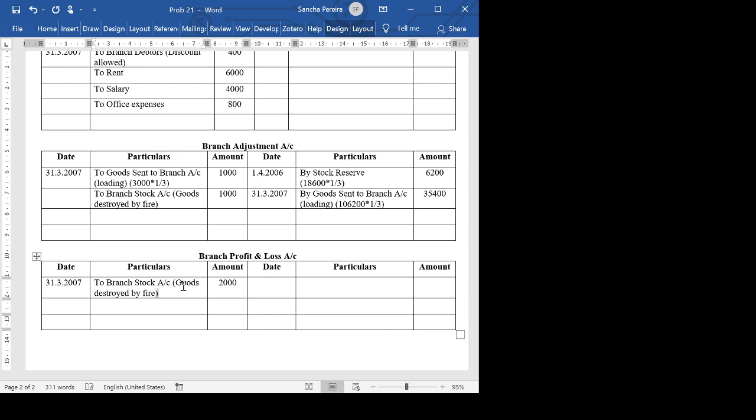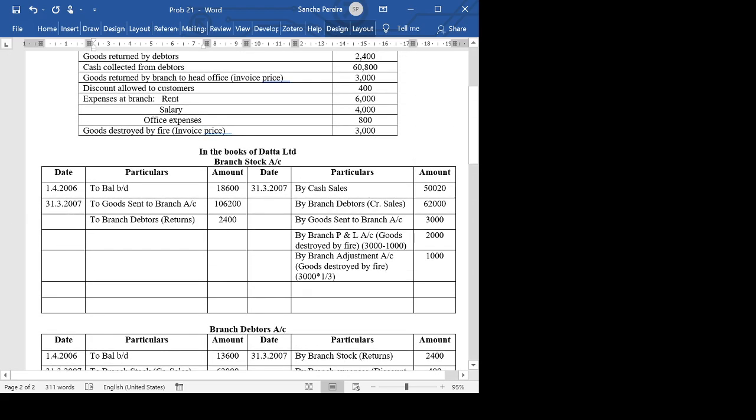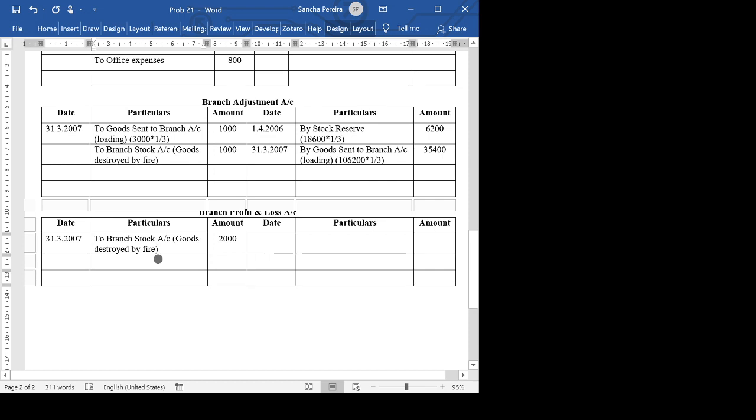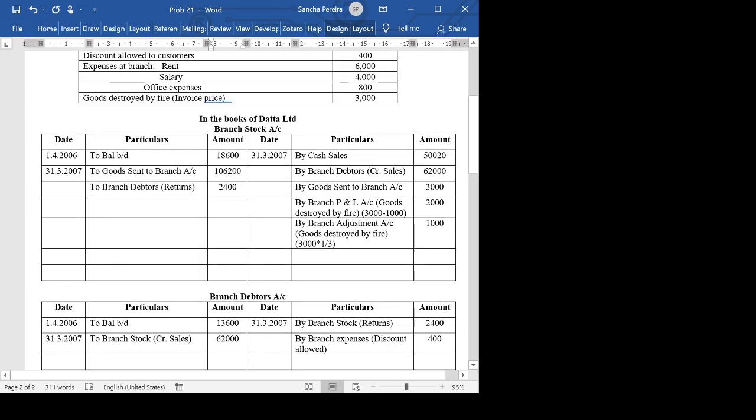Yesterday when I asked somebody where this would come, they told me it would come in the P&L account. It does come in the P&L account, but only the cost component of it. The profit element has to go to the adjustment account. Okay, this is like a loss by fire. It did come in the P&L account, but only the cost element. Okay, thank you. Yeah, I know I missed one item.